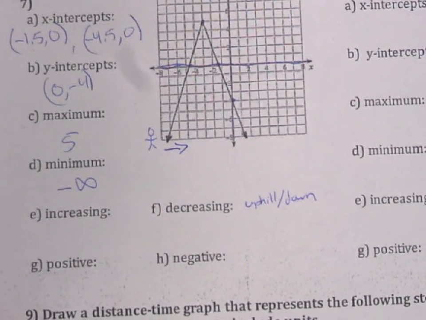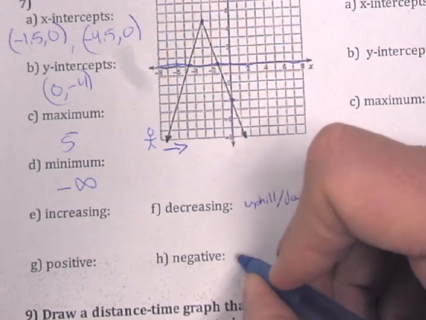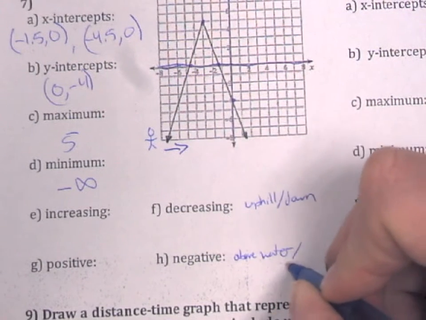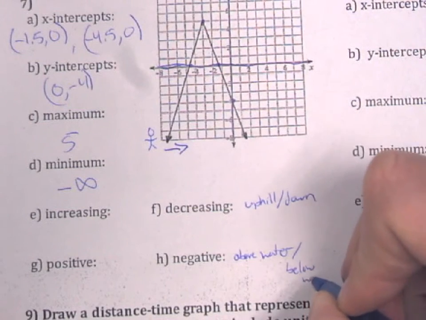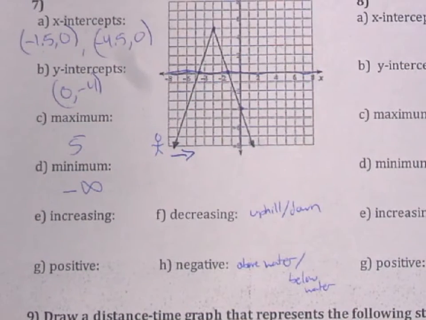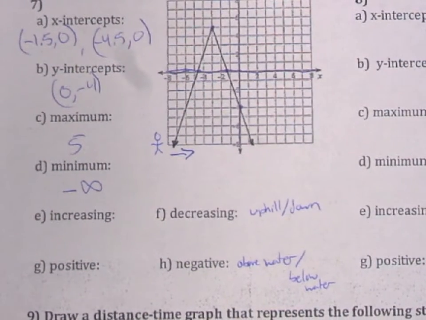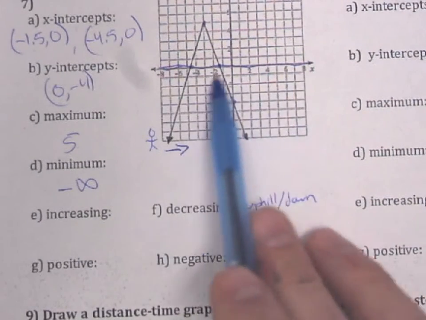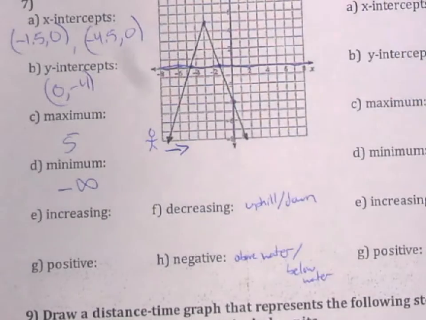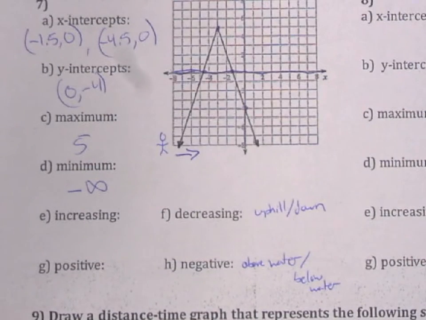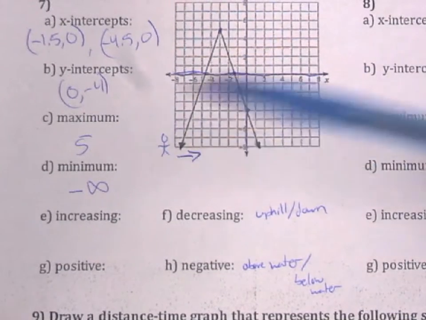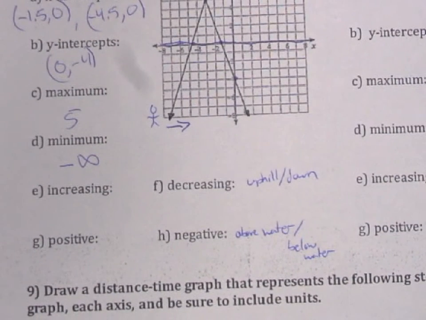Okay, for positive and negative, we're going to do above water, below water. Now obviously this graph isn't about water per se, but we can imagine that the x-axis is like the water level, and anything below the water level is negative, and anything above the water level is positive. So this above here is the positive section, and then this is the negative section. Now we need to find intervals, intervals of x.